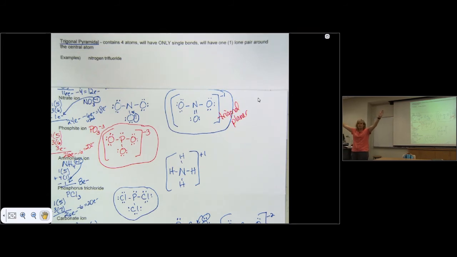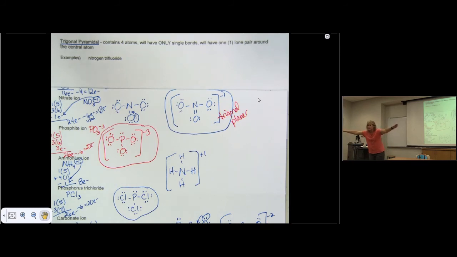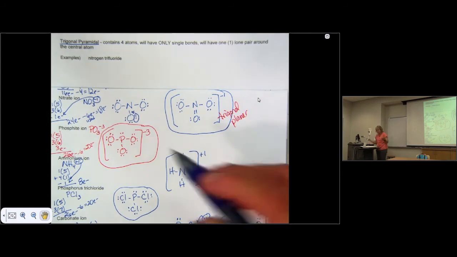If I stood like this, but then I said this is a lone pair, what is that lone pair going to do to these bonds? Bend them. And if I went all the way down, what do I look like? A pyramid. Does that make sense? So that's why. That lone pair pushes these and causes it to look like a pyramid, which is why it's called trigonal pyramidal.